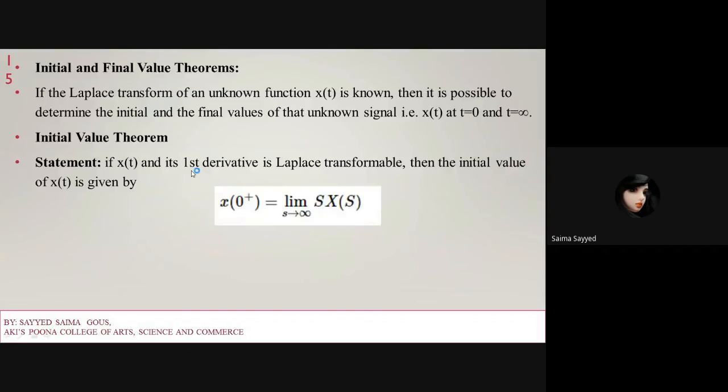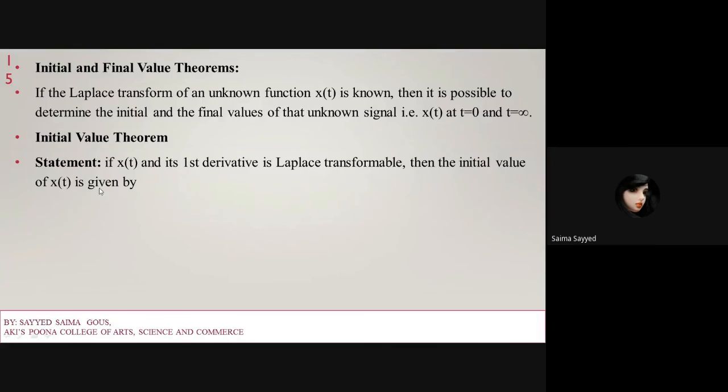Now we'll see what is the initial value theorem and final value theorem. If the Laplace transformation of an unknown function x of t is known, then it is possible to determine the initial value and final value of that particular signal, that is x of t at t equals 0 and t equals infinity. So if we know the Laplace transformation, then we can find out the final value and initial value.